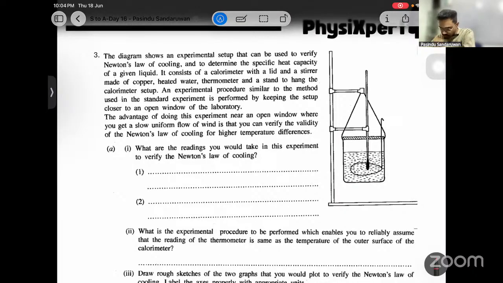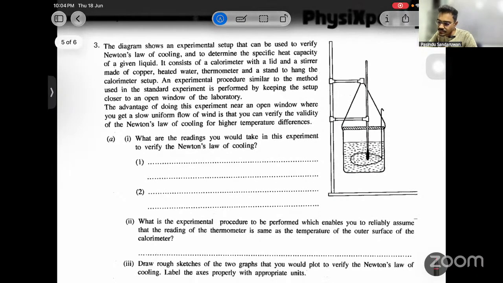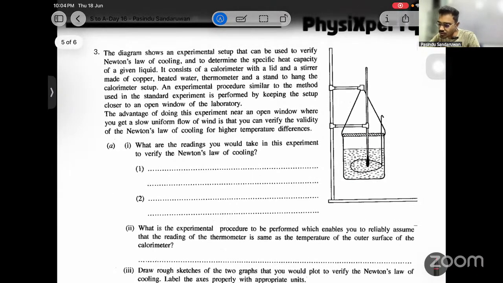Question 3. The diagram shows an experimental setup that can be used to verify Newton's law of cooling and to determine the specific heat capacity of a given liquid. It consists of a calorimeter with a lid and a stirrer made of copper, heated water, a thermometer, and a stand to hang the calorimeter setup. An experimental procedure similar to the method used in the standard experiment is performed by keeping the setup closer to an open window of the laboratory.